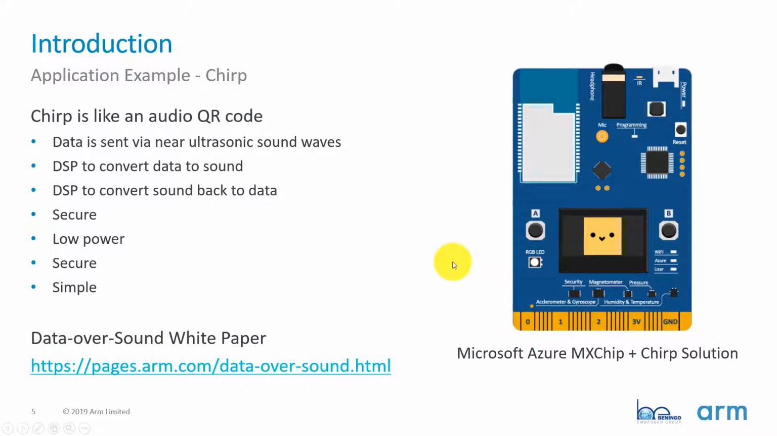Basically, it allows you to use digital signal processing to convert data to sound, transmit it to another device somewhere else that then hears the sound and converts it back into data using digital signal processing, and then it uses that particular data. It does so in such a way that makes the transmission of data secure. People can't hear it because it's near ultrasonic, so you don't even know that the sound waves are there. It's very low power, and it provides people with a very simple solution to interact with perhaps an IoT device or set it up.